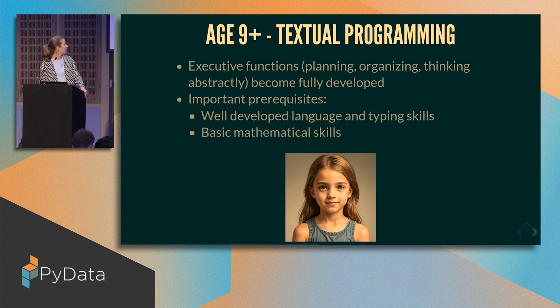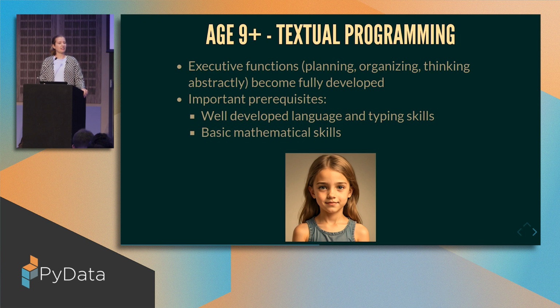And then even further along is around the ages of 9 or 10, children's language abilities are well developed, and also their typing skills are often sufficient to start using text-based languages. And at this age, the prefrontal cortex starts to mature and stabilize. This means that a child's executive functions like planning, organizing, thinking abstractly become more fully developed. Of course, these are all just estimates. You are the expert of your child. Observe how it's developing and what skills it already has, and when it makes sense for you to progress on to the next stage.